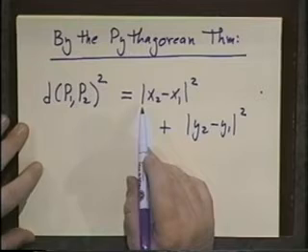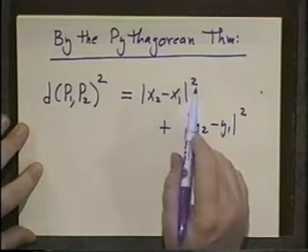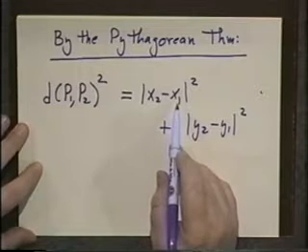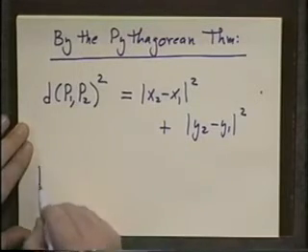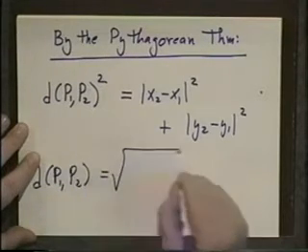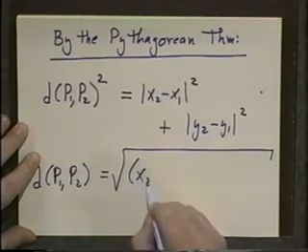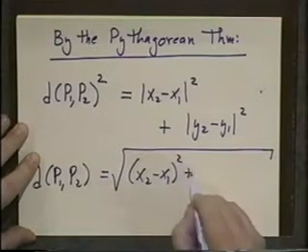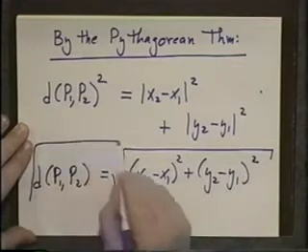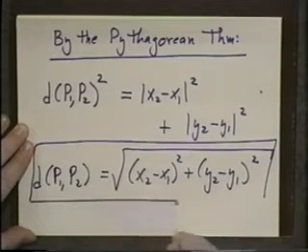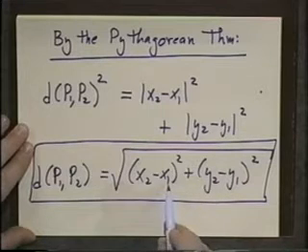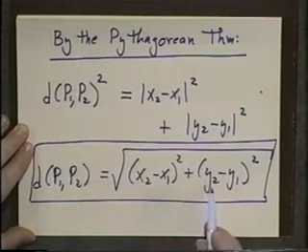And the other thing that I want to notice is that absolute value of a number squared is the same as the number squared, because when you square a number, the plus or minus sign becomes positive. So I can now rewrite this as the distance from P1 to P2 being the square root of x2 minus x1 squared plus y2 minus y1 squared. And there is a formula that will always give you the distance between any two points in the plane. The point x1, y1, and the point x2, y2.